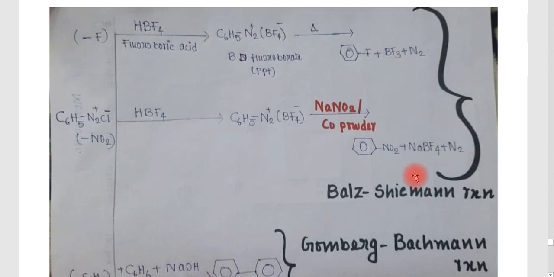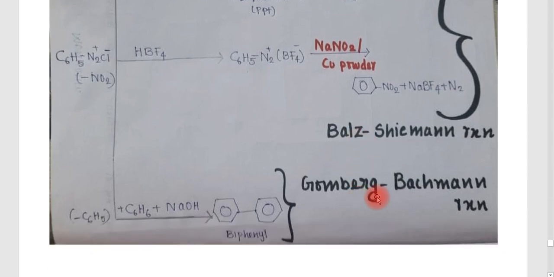And both of these reactions are called the Balz-Schiemann reaction. Here, there is only warming in one step, in the presence of NaNO2 and copper powder. This is a very important reaction.